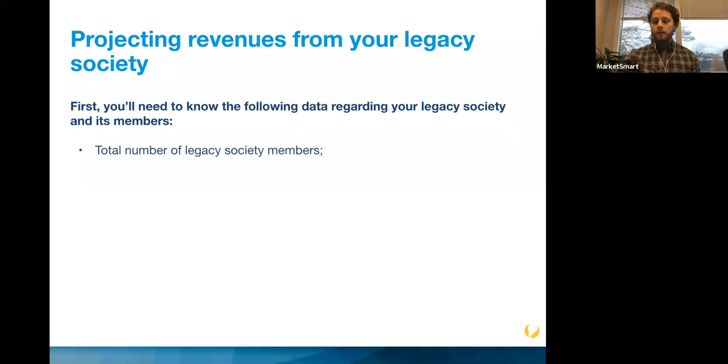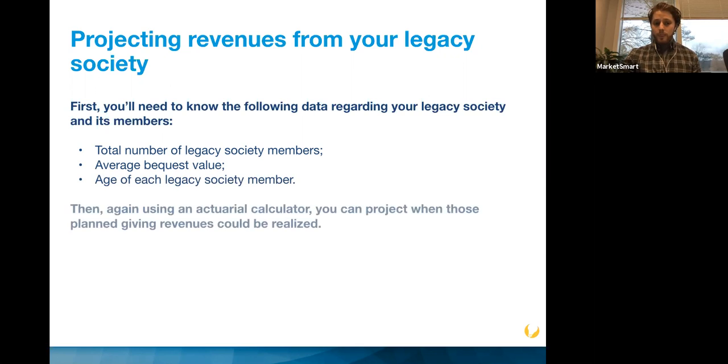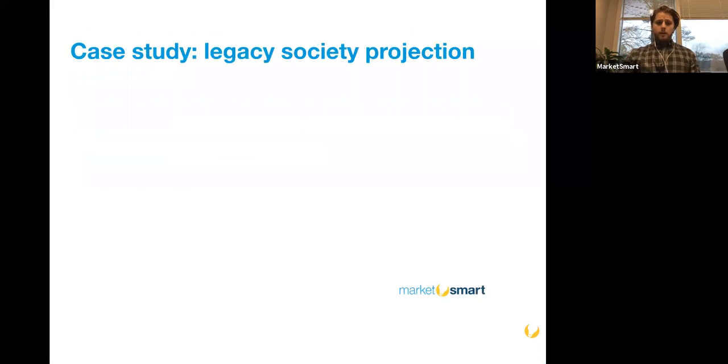So here's the info that you need in order to calculate that. We need to know the total number of legacy society members, what our average bequest amount is, and what the ages of our legacy society members are. And again, we'll use the actuarial table. We'll use the death probability rates to come up with our projection. So I'll show you an example here from a different organization.